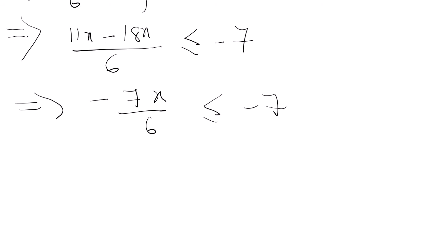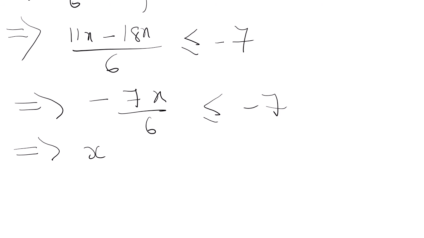Now, in order to get x, you have to multiply it by minus 6 upon 7. So the inequality will get reversed because you are multiplying by a negative number. So this becomes x, because we are multiplying by minus 6 upon 7. Minus into minus becomes plus, 6 gets cancelled. We are multiplying by the reciprocal, mind you, 6 upon 7.